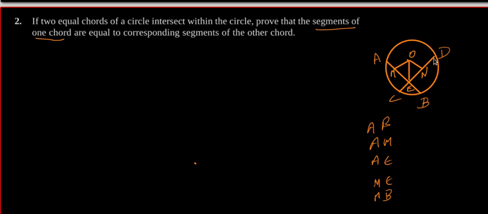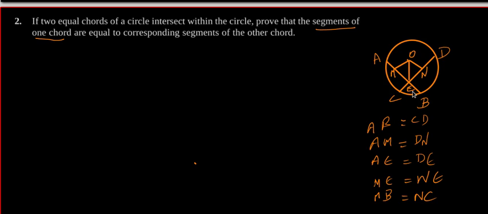The corresponding segments in the other chord, for AB, will be CD. For AM it is DN. For AE it is DE. For ME it is NE. And for MB it is NC. So we have to prove that segments of one chord are equal to corresponding segments of the other chord. So these corresponding segments are equal, we have to prove. This only we need to prove.